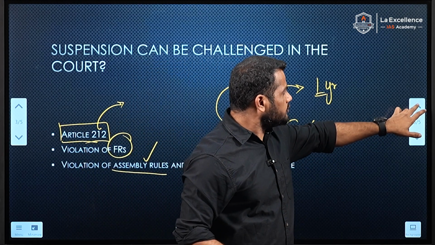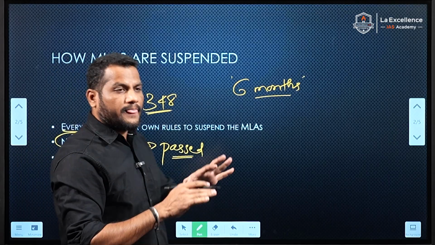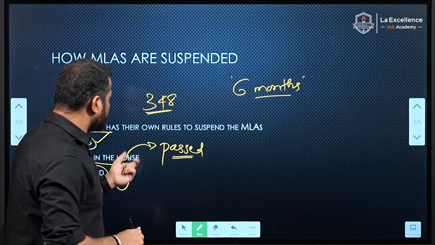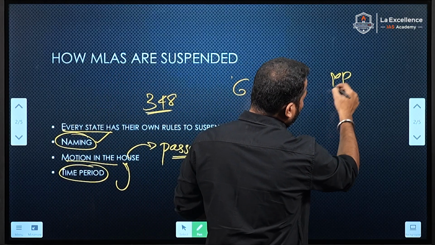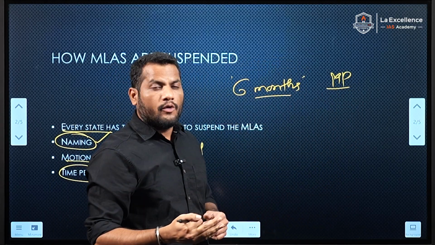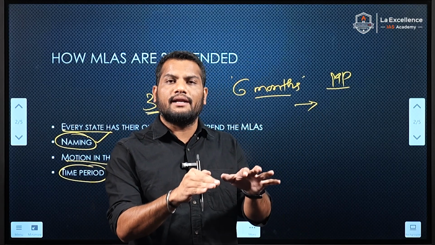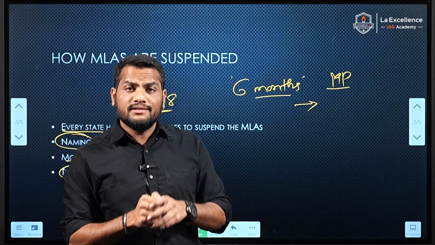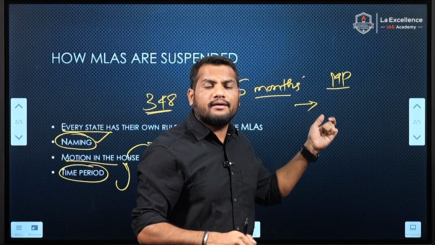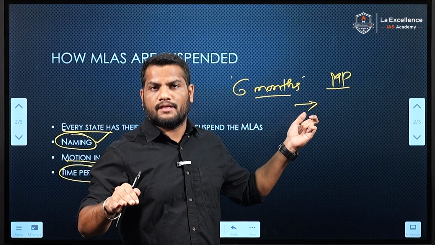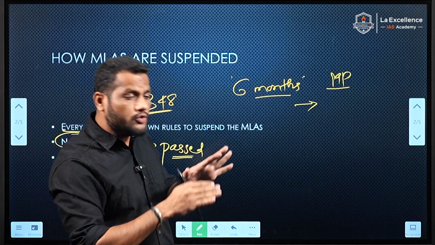And also, you should note here that whenever the Speaker names any individual in the State Legislative Assembly, a motion is passed. But in case of MPs, in case of Lok Sabha, means Parliament, whenever the Speaker names any individual, that individual becomes automatically suspended from the House. Means there will be no motion passed in the Lok Sabha to give effect to the Speaker's suspension of any MP. There is a difference between suspension of MLAs and MPs. You should note that.